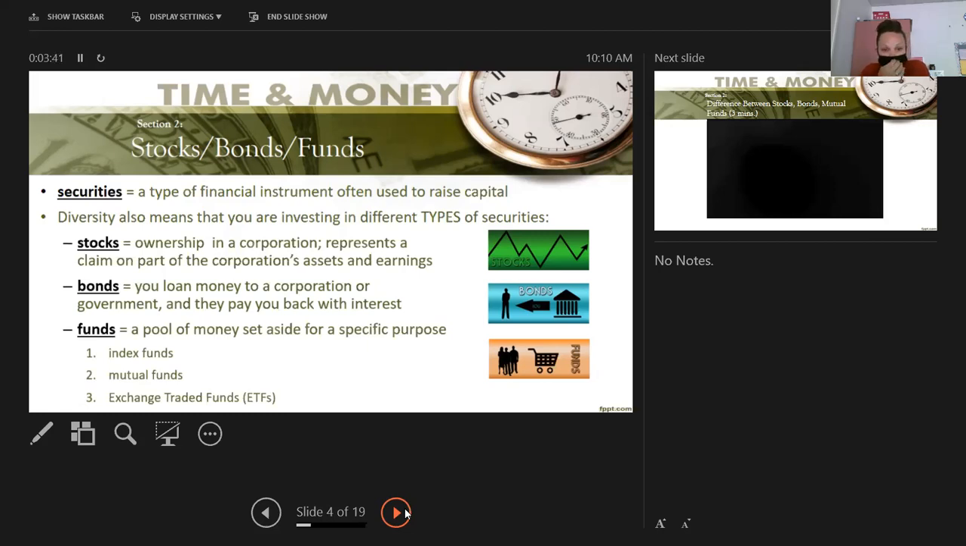Bonds are money you loan to a corporation or government, and then they pay you back with interest. And then funds are a pool of money set aside for a specific purpose. So there's index funds, mutual funds, ETFs, or exchange traded funds. So again, you want to have different types of securities.